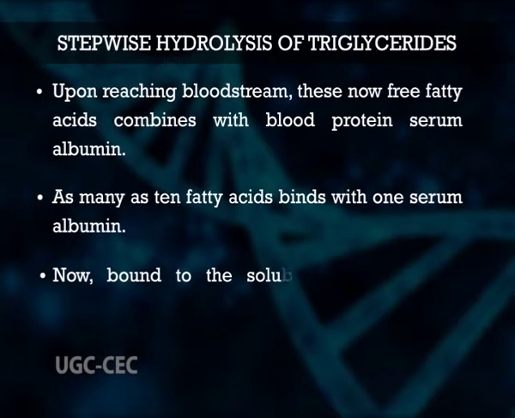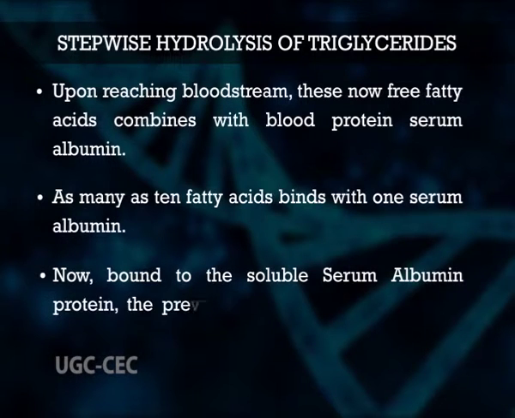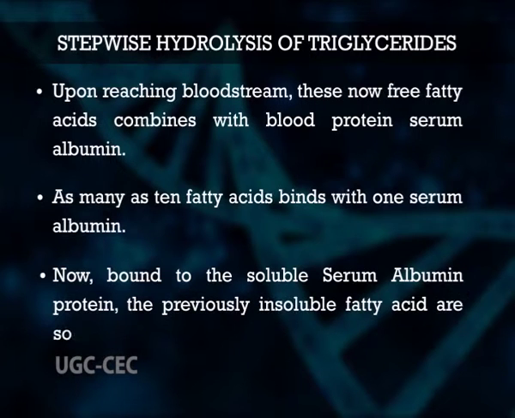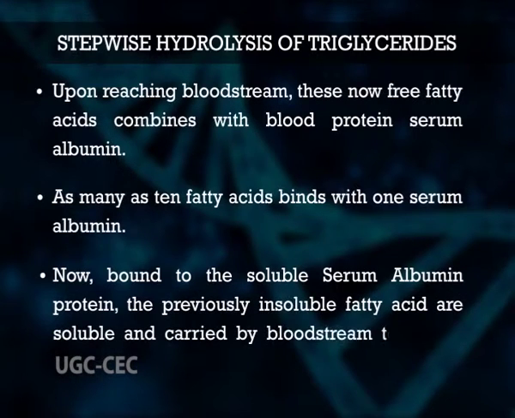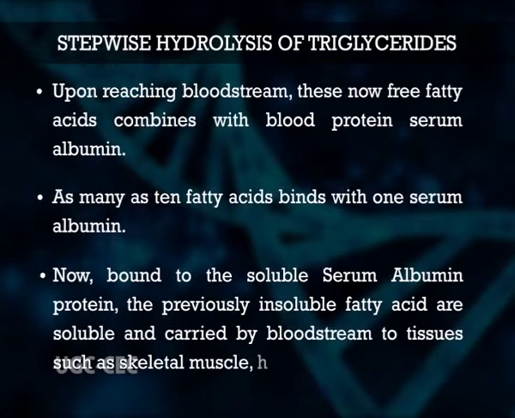Now, bound to the serum albumin protein, the previously insoluble fatty acids are now soluble, and they are carried by the bloodstream to tissues such as skeletal muscle, heart, and the renal cortex. The fatty acids, on reaching the target tissues, dissociate from the serum albumin protein. Now they are to be oxidized further to yield energy, and since the oxidative enzymes are present in the mitochondrial matrix, they are moved by plasma membrane transporters, which is the next topic of this lecture.